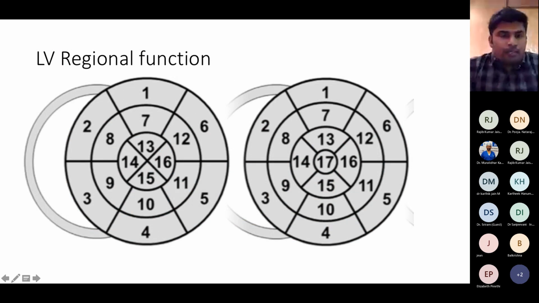For the assessment of regional wall motion, the LV cavity can be divided into various segments based on the coronary perfusion territories. There are various models available: a 16 segment model, a 17 segment model, and an 18 segment model. Routinely, the 17 segment model is used for documenting coronary perfusion abnormalities, to bring uniformity among echocardiography reporting.